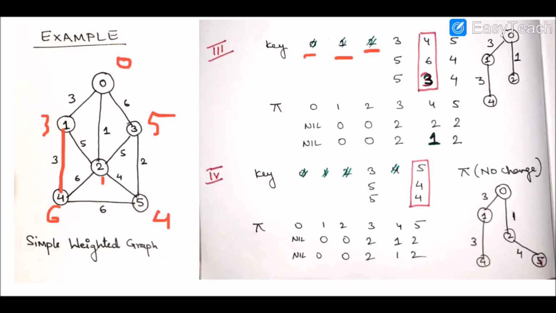So are we going to update this key value? Yes, obviously. Why? Because the key value of 4 is 6 and the weight value is 3. So this 6 will be updated with a new key value as 3. And who has updated this? 1 has updated, so the pi value of 4 will also be updated. You can see the green and red colors marked. These colors show that in this table these values have been updated, right? So 1 has updated the key value of 4.